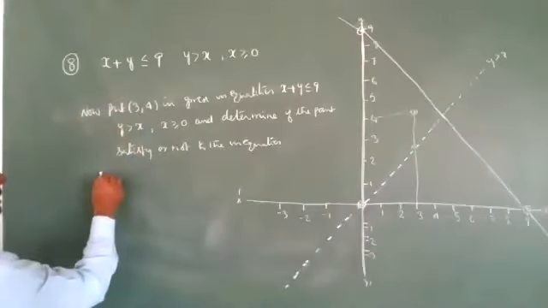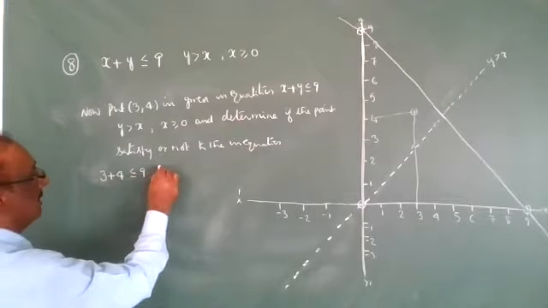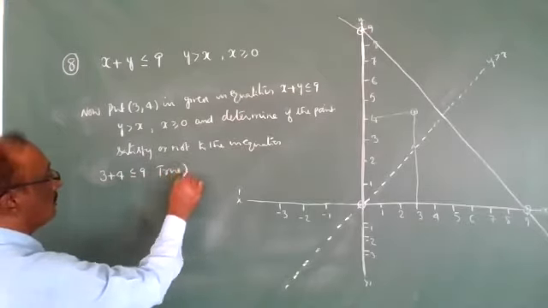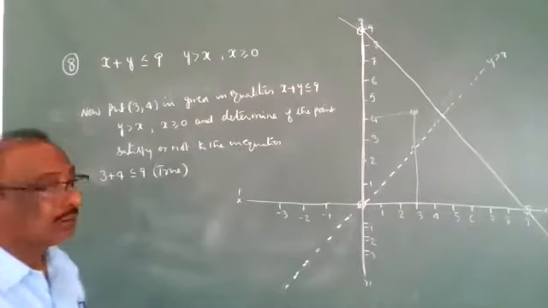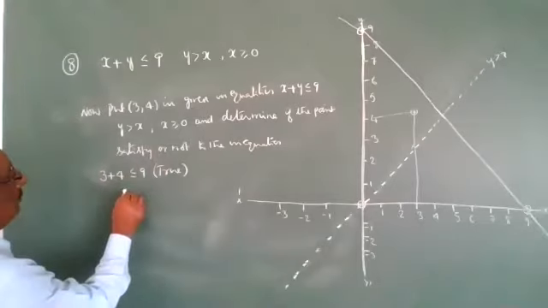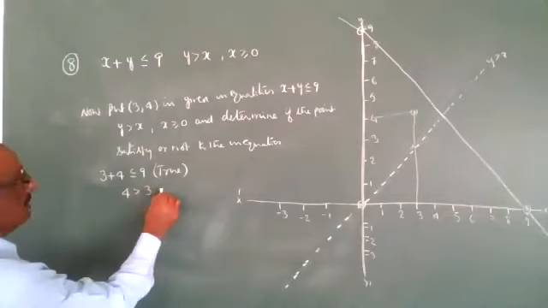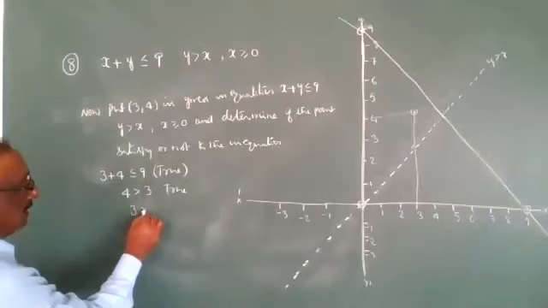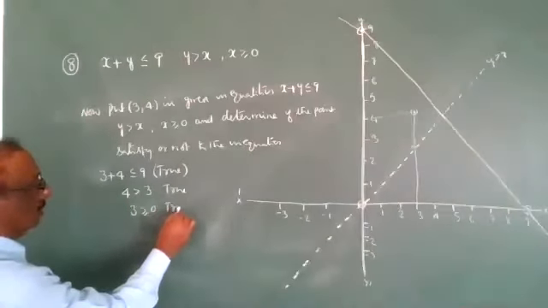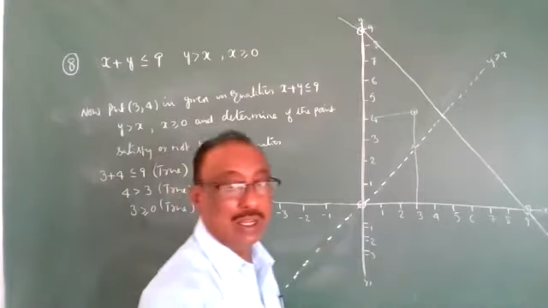Now substitute 3, 4. First line: 3 plus 4 is 7, and 7 is less than or equal to 9, which is true. Next, 4 is greater than 3, also true. Next, 3 is greater than 0, also true. All are true.